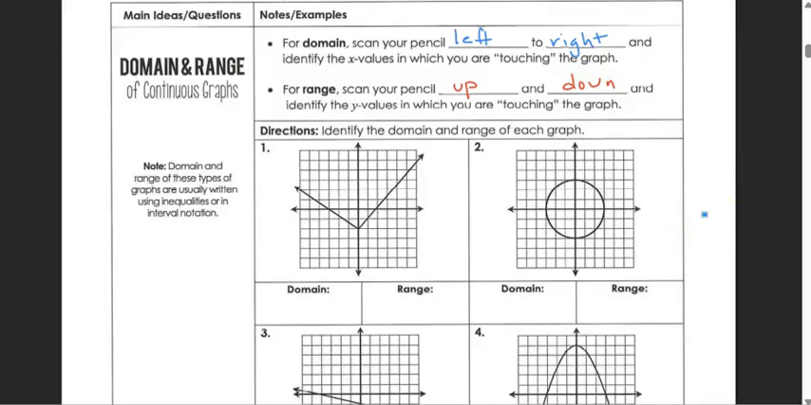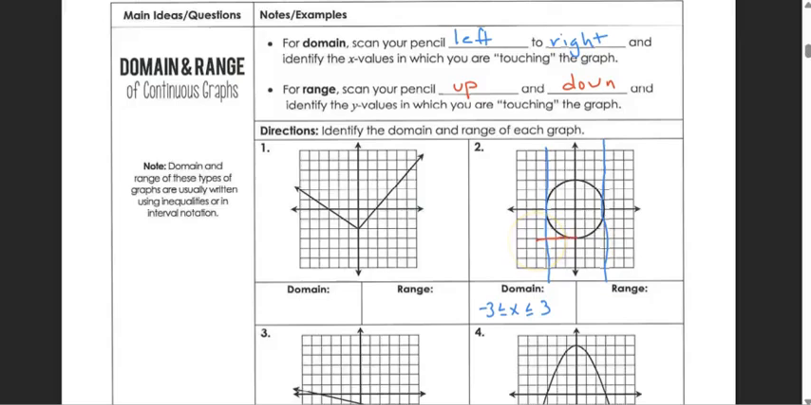All right, so here we have some more continuous graphs. I'm actually going to start with number 2. So again, domain is left to right. The furthest left this graph goes is right here. That's the barrier on the left side. And then if I go to the right, the furthest it goes is right there. So that means my domain goes from -3 all the way to +3.